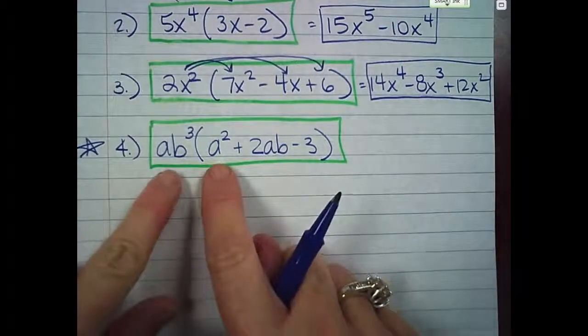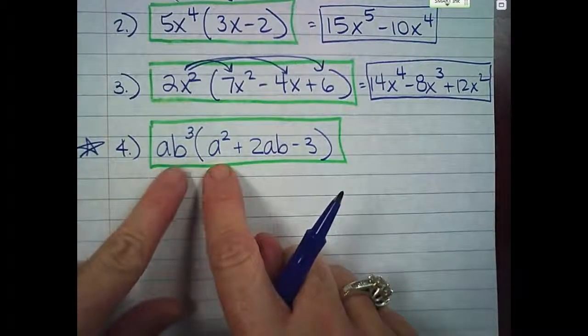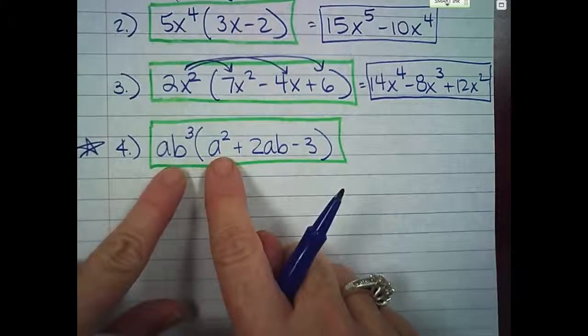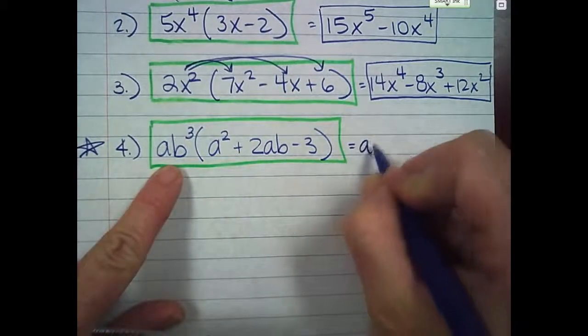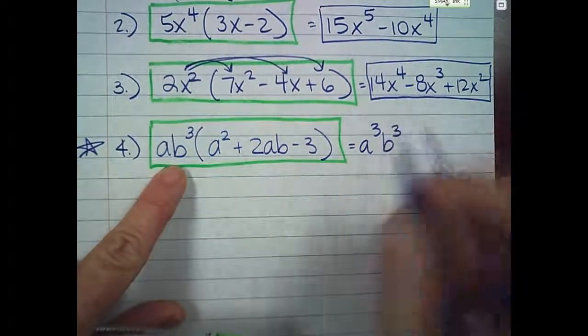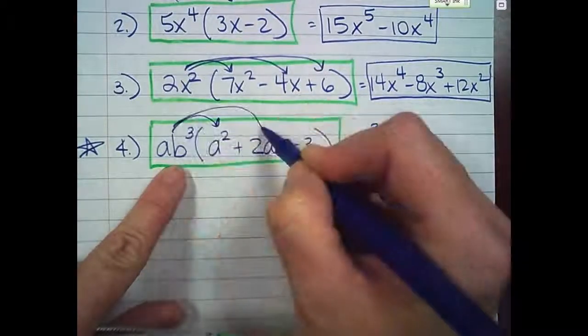Okay, right here, I want AB cubed times A squared. So how many A's do I have in this situation? Because I'm multiplying, right? So we add exponents. How many A's? 3. And how many B's? 3. Now that's taken care of. Go to the next one.